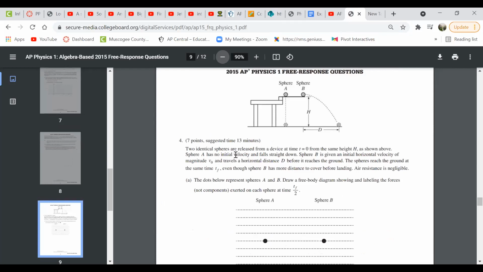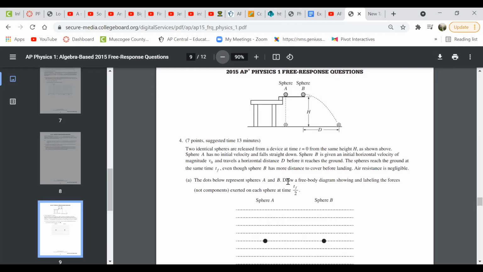All right, so I won't take much more of your time. Two identical spheres are released from a device at time 0 from the same height h as shown above. Sphere A has no initial velocity and falls straight down. Sphere B is given an initial horizontal velocity of magnitude v initial and travels a horizontal distance d before reaching the ground. The spheres reach the ground at the same time, even though sphere B has more distance to cover before landing. Air resistance is negligible.